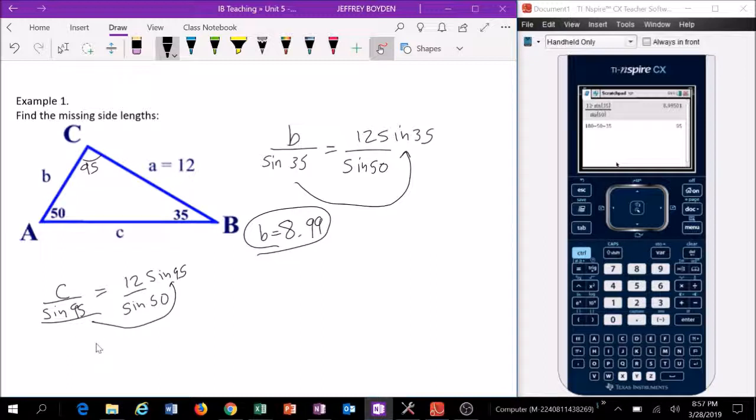And again, it's calculator time. Oops, I meant to cross that out. So I'm going to go ahead and type it in. So 12 sine 95, divide by sine 50, and 15.6.